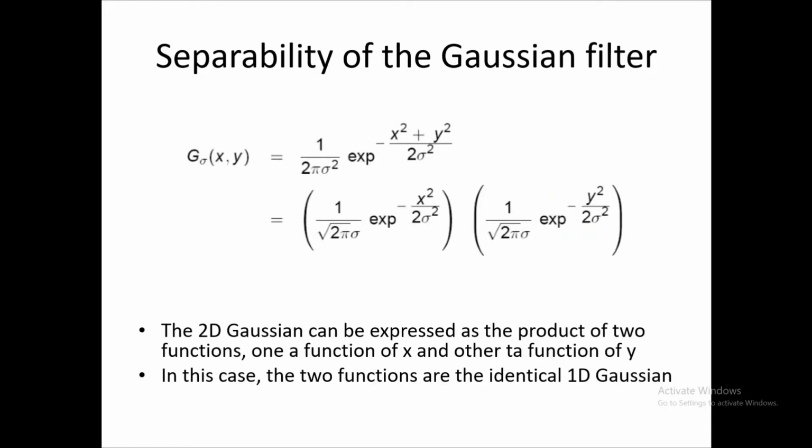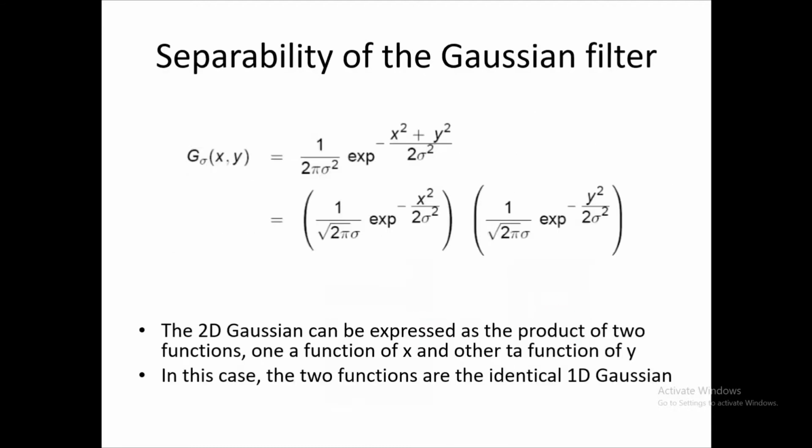And we can see here the separability of the Gaussian filter. The 2D Gaussian function can be expressed as a product of two functions, one function in x and another function in y. In this case, the two functions are identical 1D Gaussian functions. So we can perform the filter separately, in rows and columns.